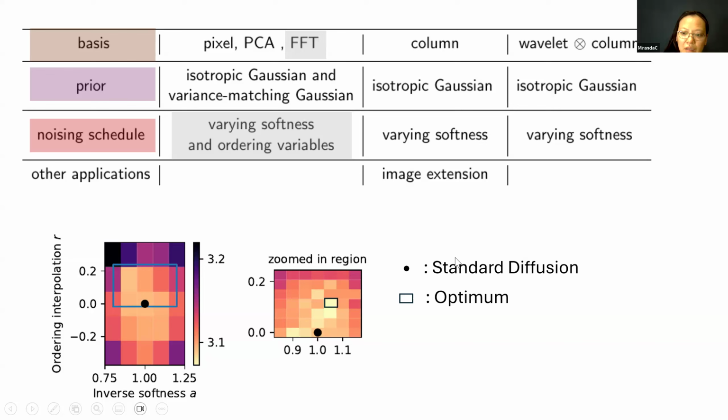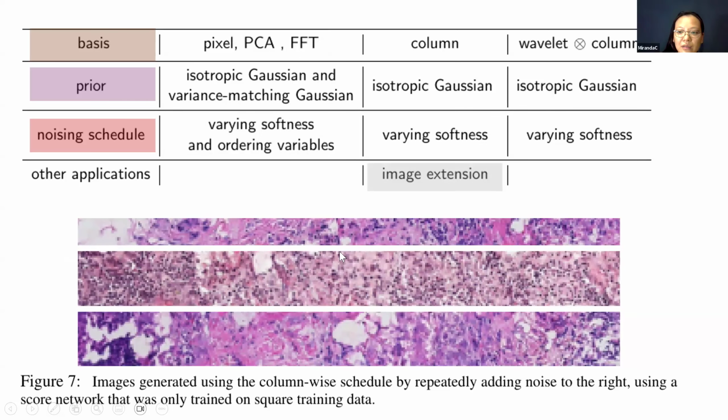And in the next slide, you can see that by choosing a column-wise basis, we could do image extension. Since you have a column-wise schedule, you generate one thing and then condition on that for the next thing, and so on and so forth. Then you could just slide your square to the right and keep doing that. So this is the image extension.